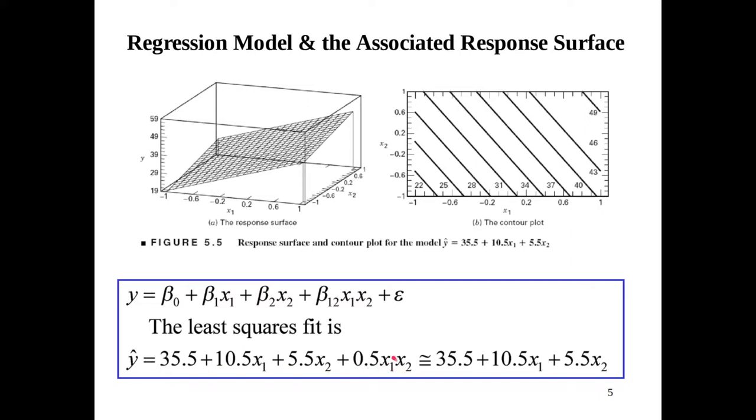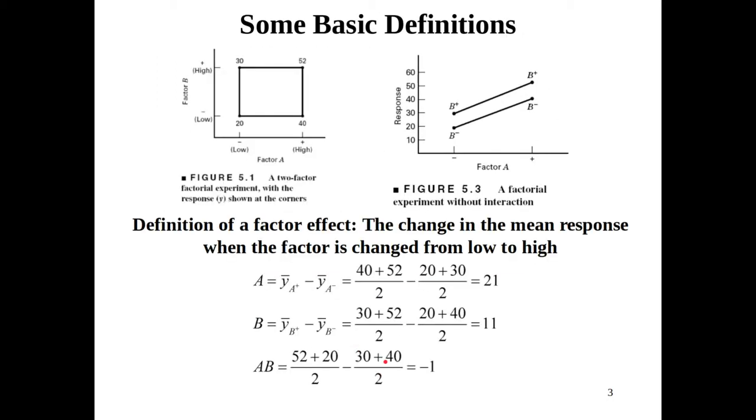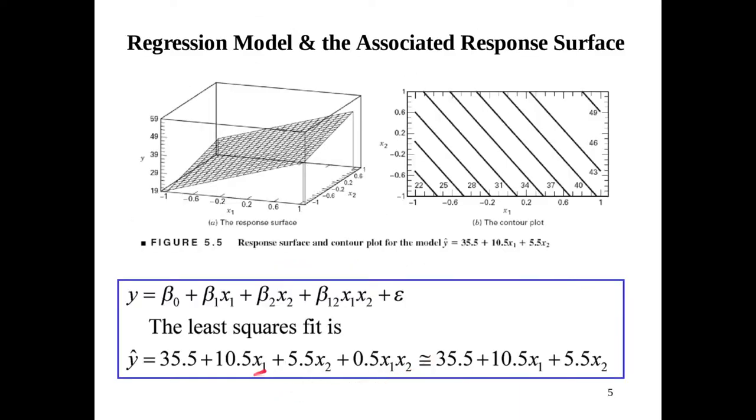That is the regression model. Now, if you look at the coefficients of factor A, x1 and x2, and the coefficient of interaction, they are basically half of the main effect of factor A, the main effect of factor B, as well as the interaction effect. That is always the case in the two-factor factorial when our factors are coded -1 and +1, low and high value.